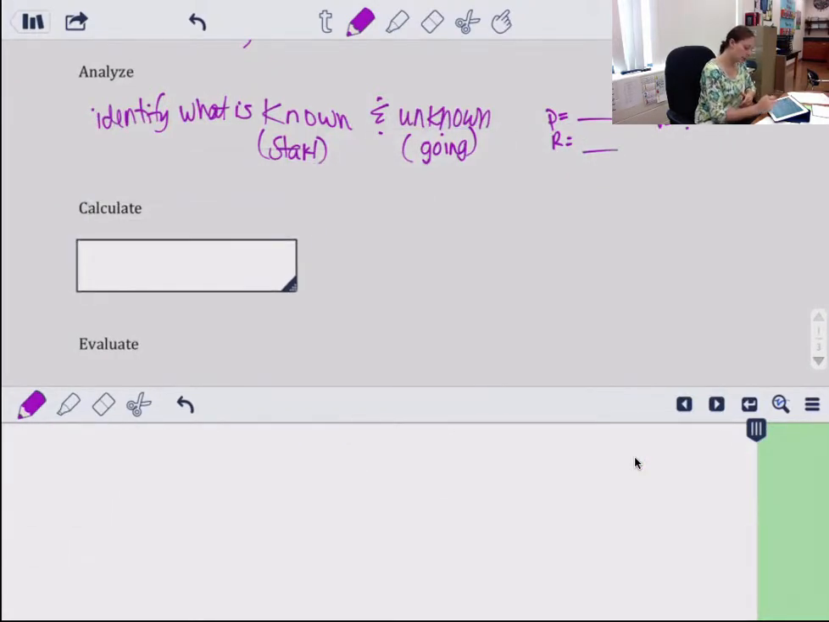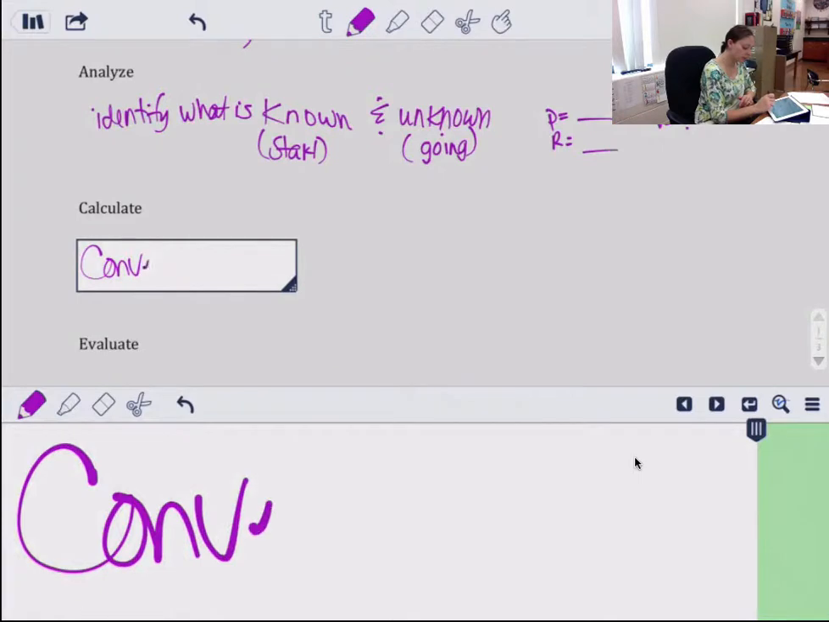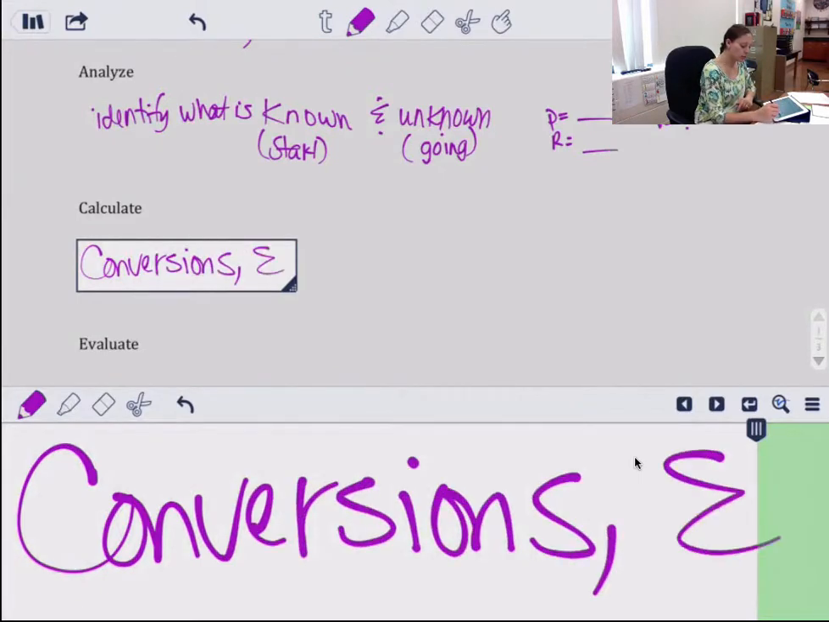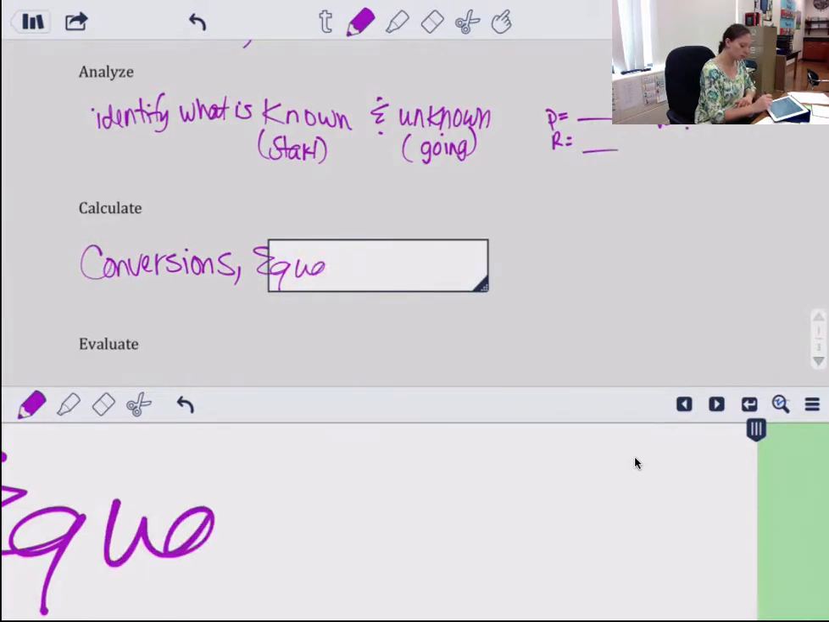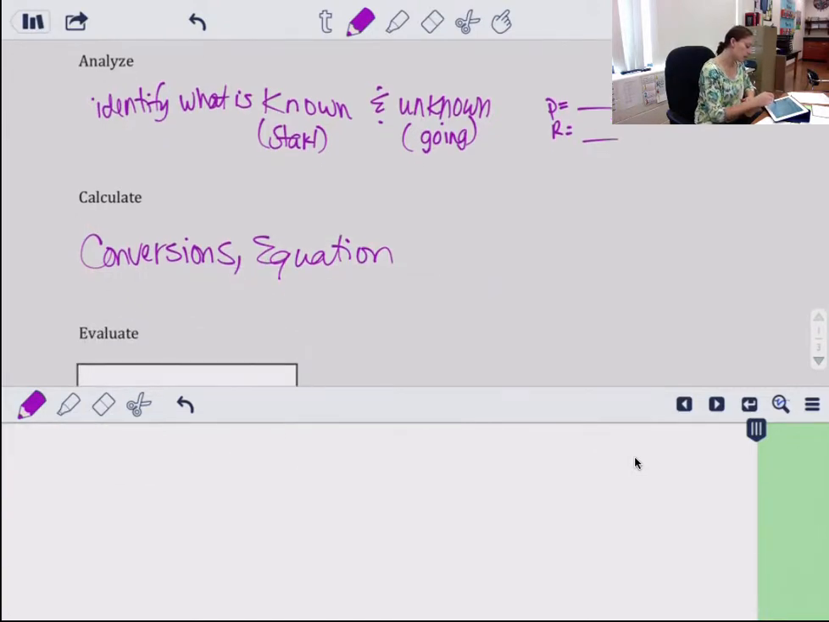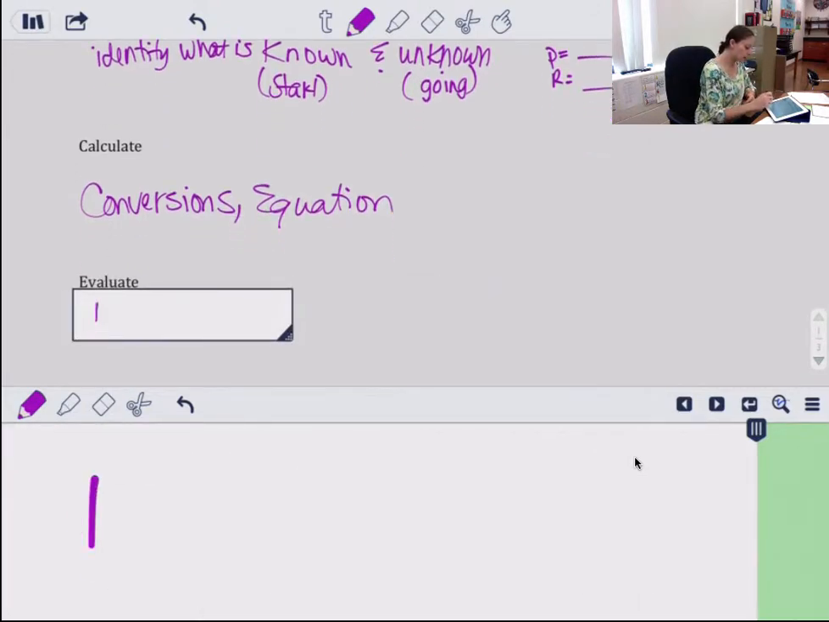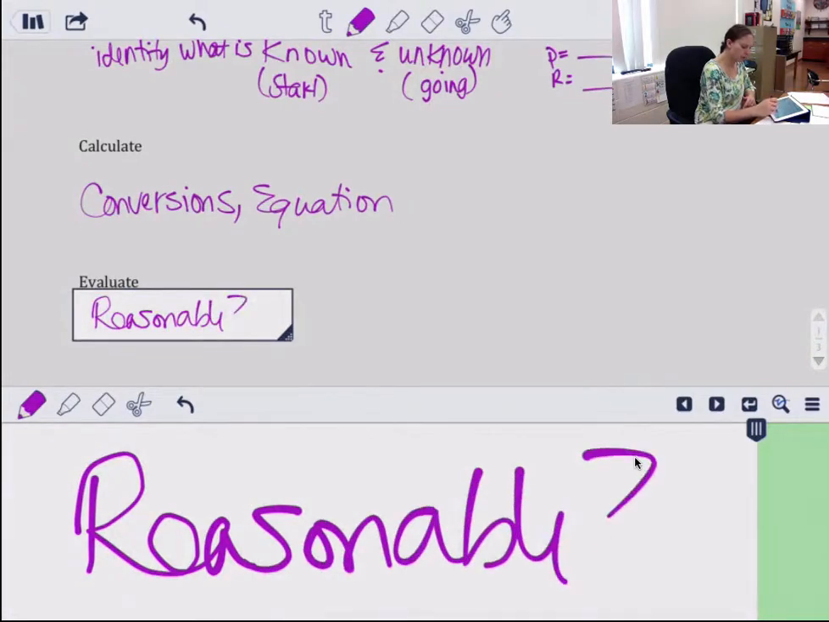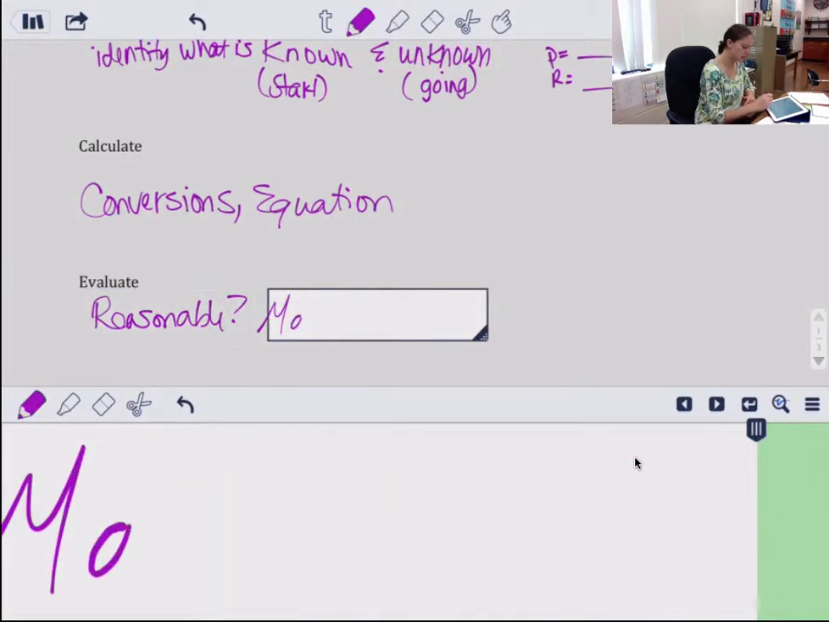Calculating is easy. Usually you're doing a conversion of some type, and we'll do those a lot later. You also might be using a certain equation. Mostly you're just plugging in the numbers once you've figured out your route, which way you're going to go. Evaluating then, you have to ask yourself, is it reasonable? Does my number make any sense?